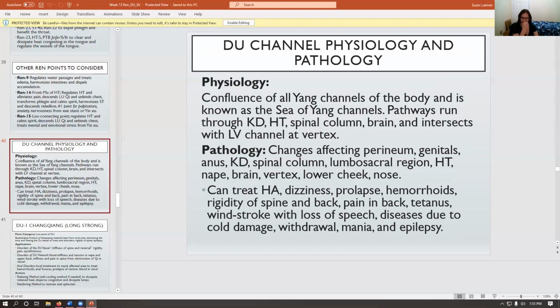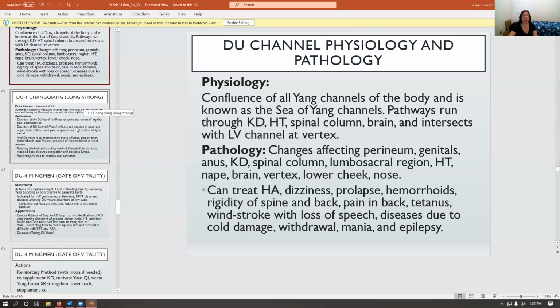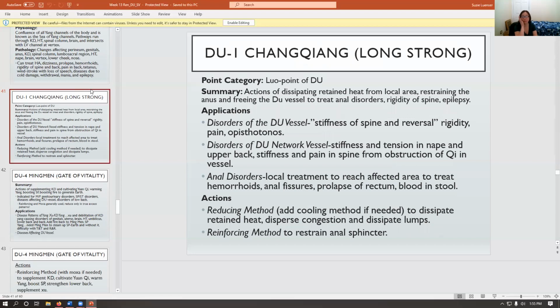All right, so Du channel physiology. This is the sea of yang channels. The pathway runs through the kidney, the heart, all the way up to intersecting with the liver channel at the vertex. We know that Du channel points can be used to treat all sorts of things. Really, we're thinking about stuff along the channel pathway, so anywhere from headache and dizziness down to prolapse and hemorrhoids. There are also some points on this channel for things having to do with the brain, so wind stroke, loss of speech, and also some important points for psycho-emotional things like withdrawal, mania, and epilepsy.